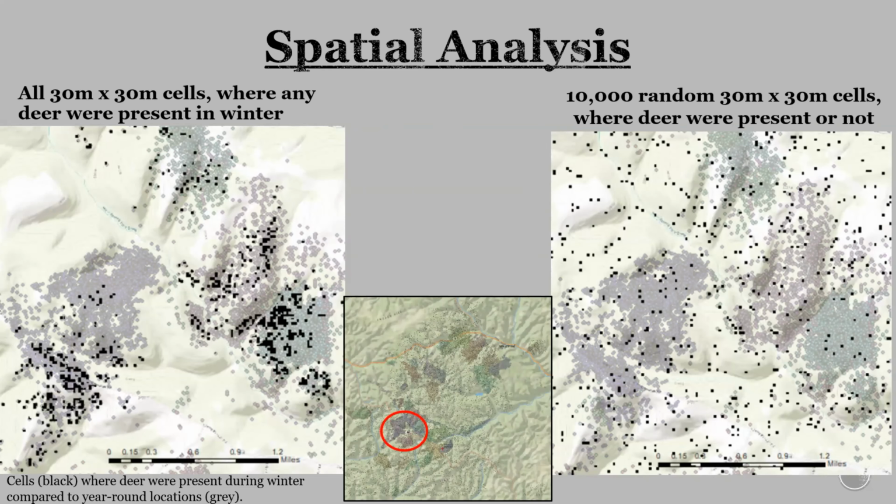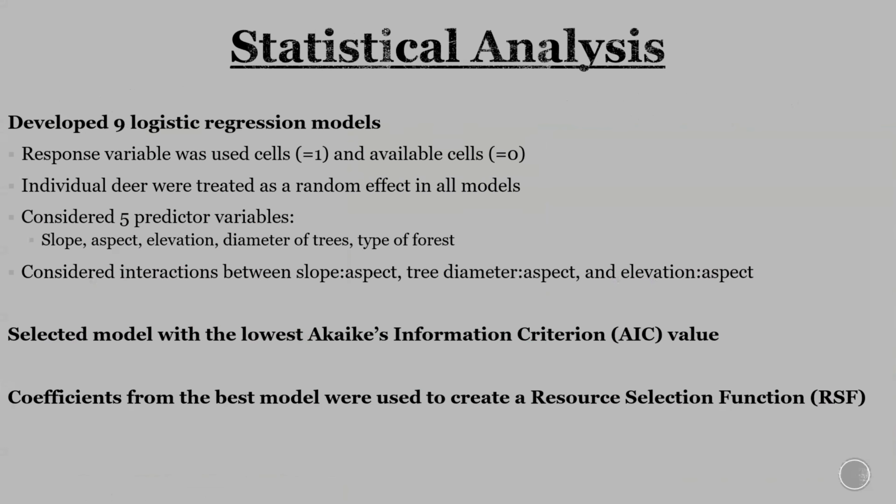So I exported that information and Dr. Diefenbach helped out with this statistical analysis by developing 9 logistic regression models that looked at the used cells and the available cells. And then for each model, individual deer were treated as a random effect. In all of the models, we looked at slope, aspect, elevation, diameter of the trees, so the size, and then the type of the forest.